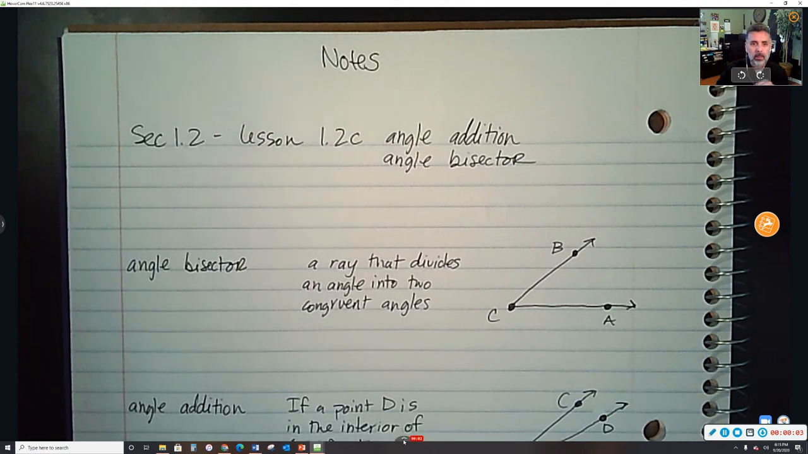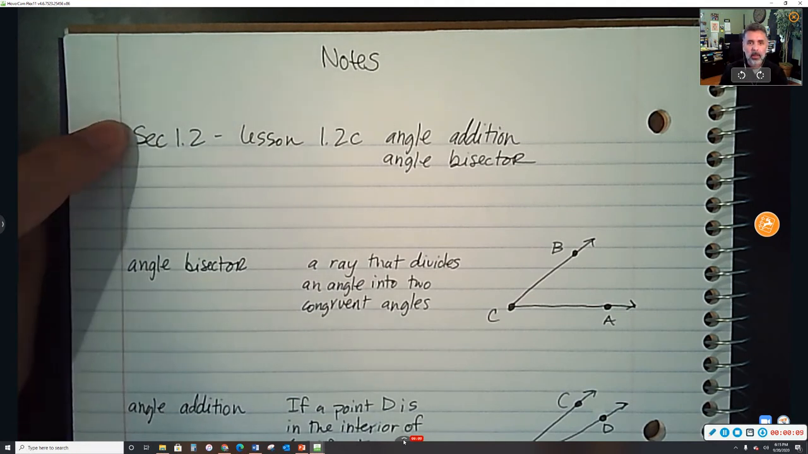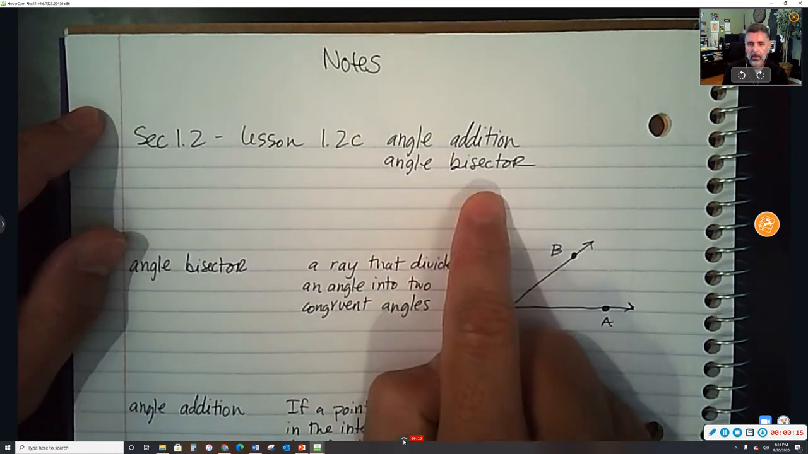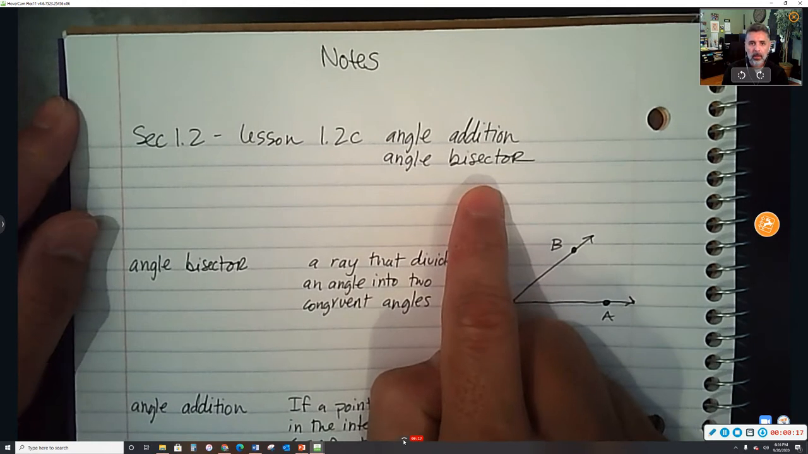Hey everyone. So we have one more notes. It's actually the last one for this section, lesson 1.2c, and this is covering two topics: angle addition and angle bisector. Okay, so go ahead and put that down.